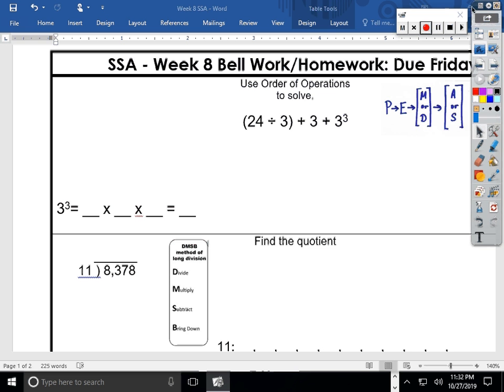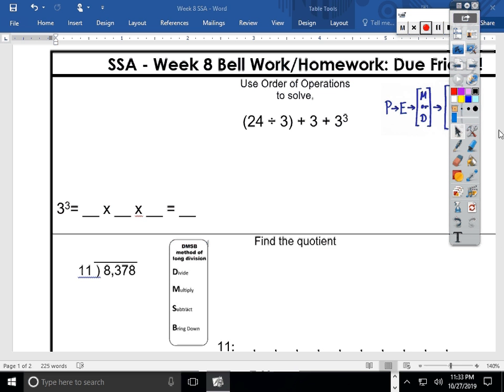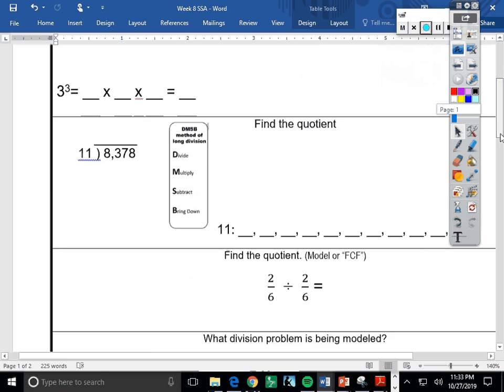Let's move ahead here if we can. I don't know if this will let me scroll tonight or not. Looks like I might have a chance.